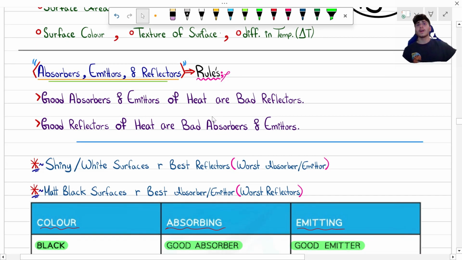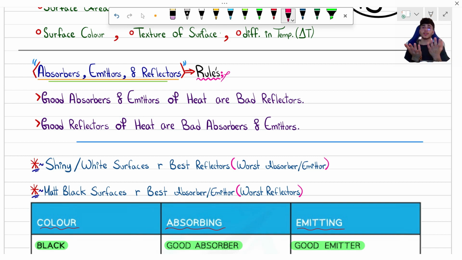Or shiny and dull. Okay, so now we're going to understand why surface color is very important, because surface color plays a vital role in absorbers, emitters, and reflectors in radiation. Good absorbers and emitters. We said all objects absorb IR and emit IR, right? Any good absorber and good emitter is a bad reflector, and any good reflector of heat is a bad absorber and emitter. So, rule of thumb: a good absorber and emitter is a bad reflector. A good reflector is a bad absorber and emitter.